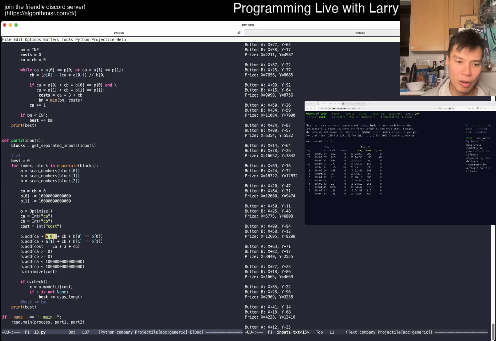So this is the constraint on the X dimension, right? And then this is the constraint on the Y dimension. This is the minimization on the cost. Well, technically, this is the cost that... That's the constraint on cost, and then we minimize it.